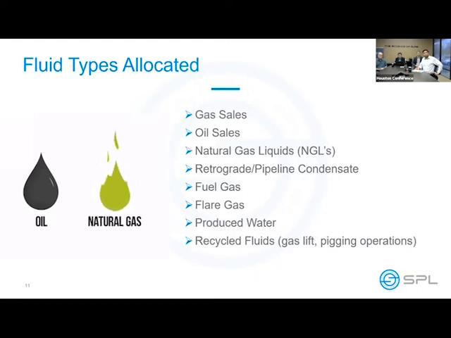Produced water, as we mentioned, is becoming more and more of a commodity than a nuisance like it used to be. You look out in West Texas and it's 3-to-1, 4-to-1 water to oil. So really we're producing water and we get a little bit of oil as a byproduct. So that water is important. There's a lot of money exchanging hands to dispose of that water. And then of course your recycled fluids, gas lift, pigging operations, those things that have to be accounted for properly. So each one of those, you have to figure out how that fits into your system, how it's accounted for, and then how it fits into your allocation.